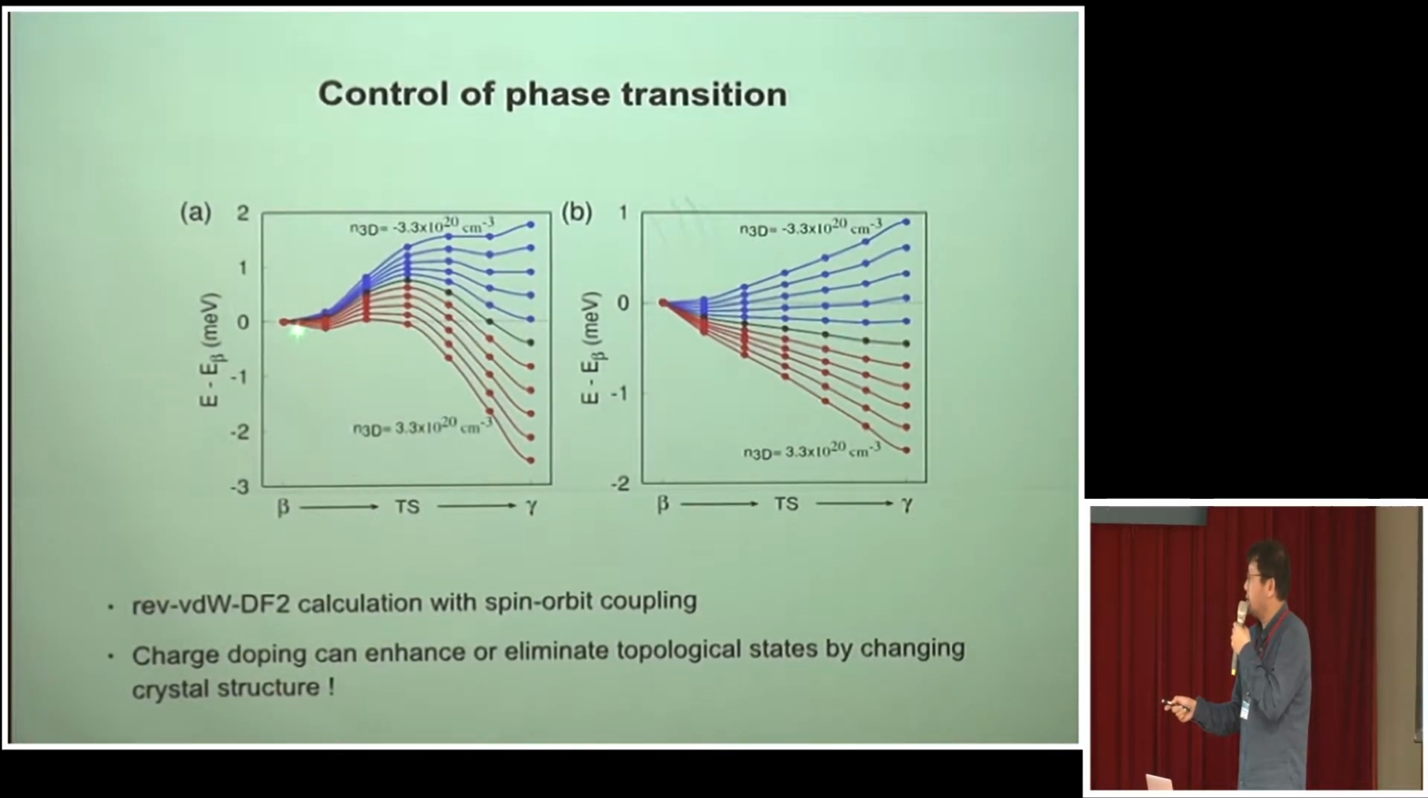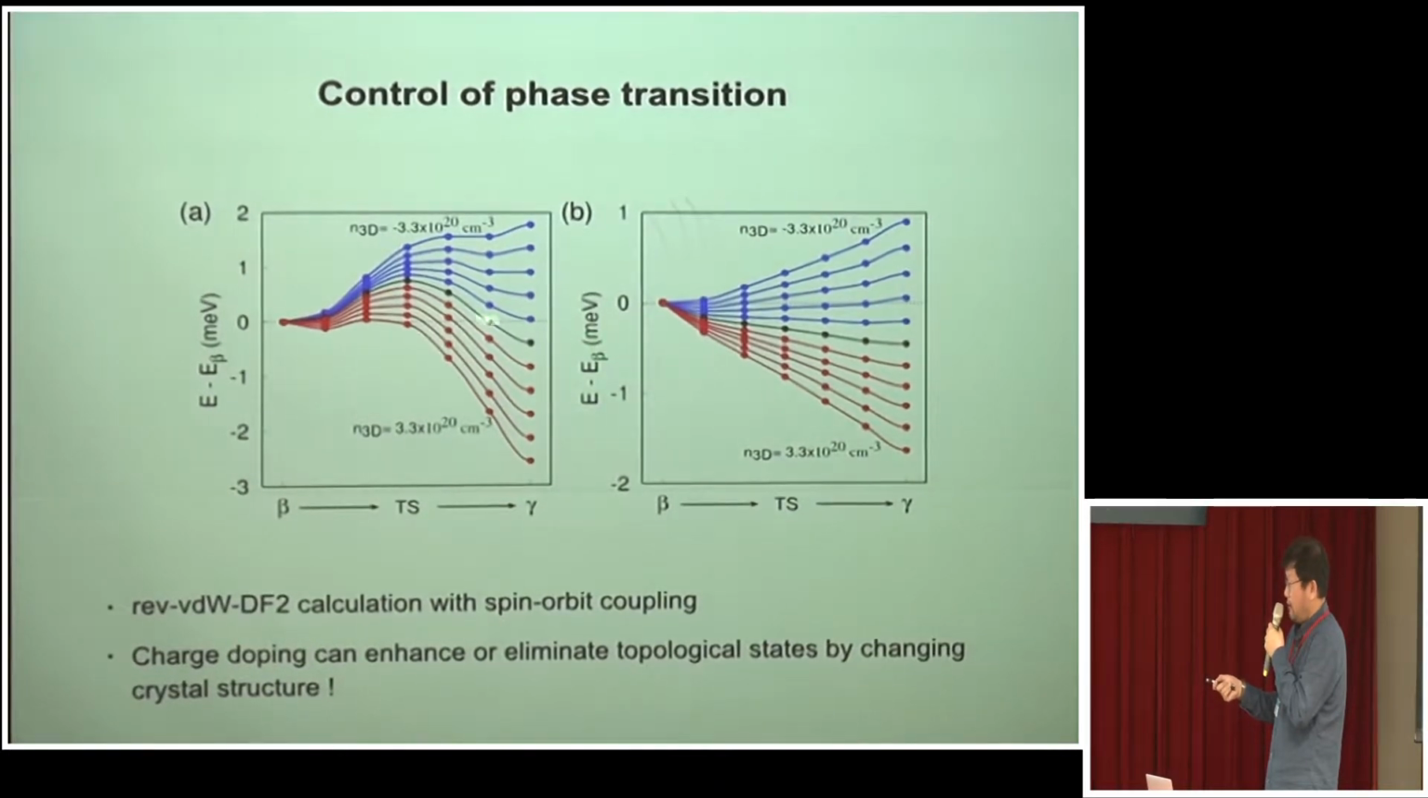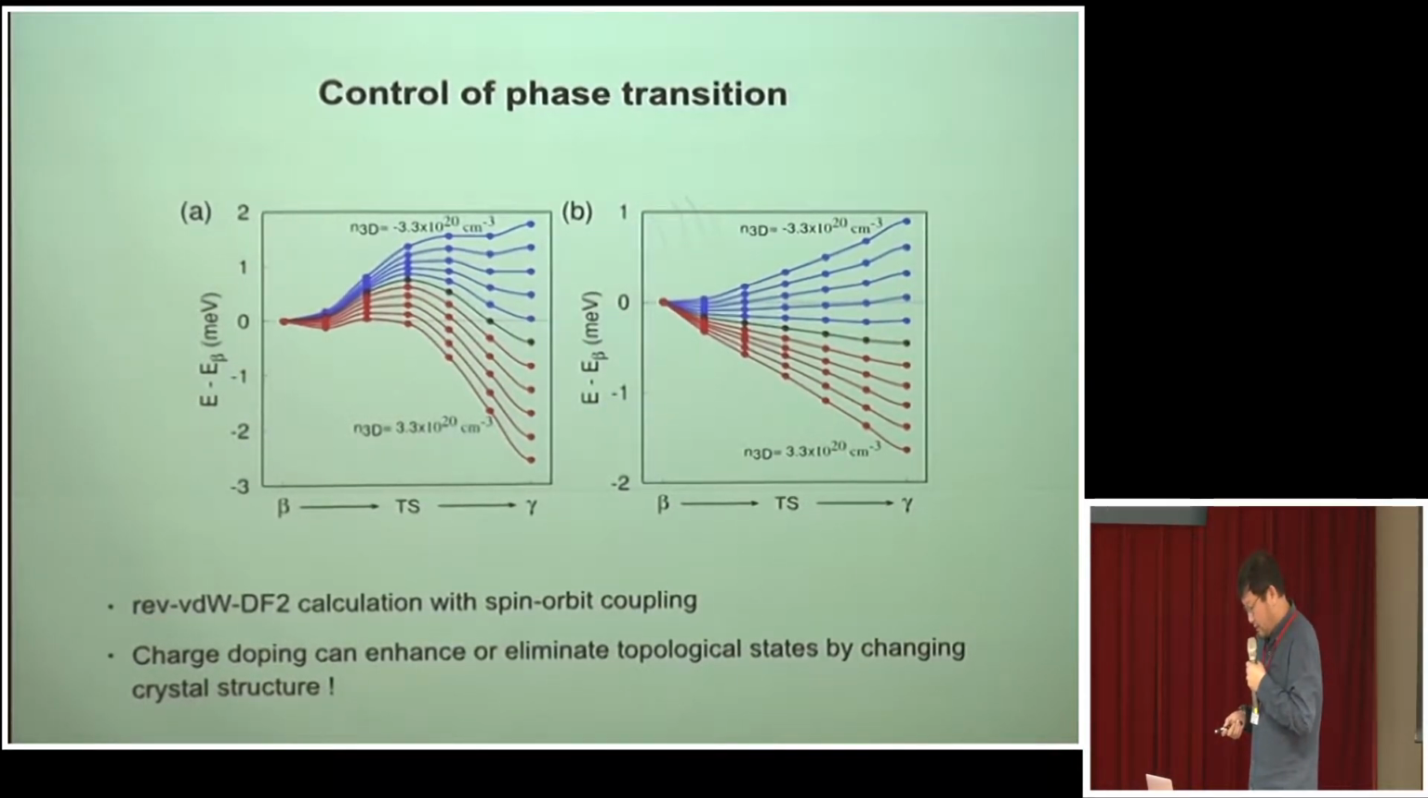So this is tungsten molybdenum ditelluride. Then if you dope electrons, that means we occupy the interlayer states, the out-of-plane states, and the monoclinic states are more stable. And if you put in a hole, then the beta orthorhombic state is more stable. And also we can control tungsten ditelluride as a function of doping. So this kind of prediction is already confirmed.